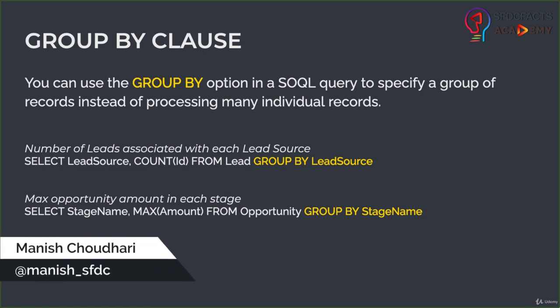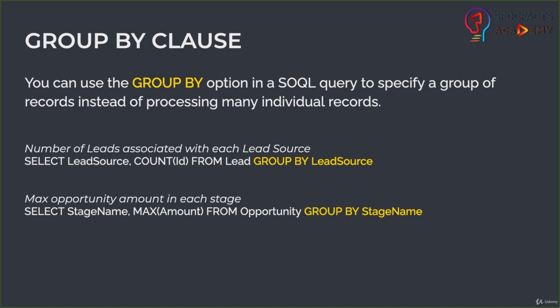Another example could be, let's say you want to find the maximum opportunity amount by each stage. In this case, you can use your max aggregate function along with a group by clause on stage name. So this way you can group your search result and then also run the aggregate functions to do your math. This helps you save a lot of Apex code. You don't have to loop over the query result to do your computation. You can directly get your desired result from the SQL query itself.